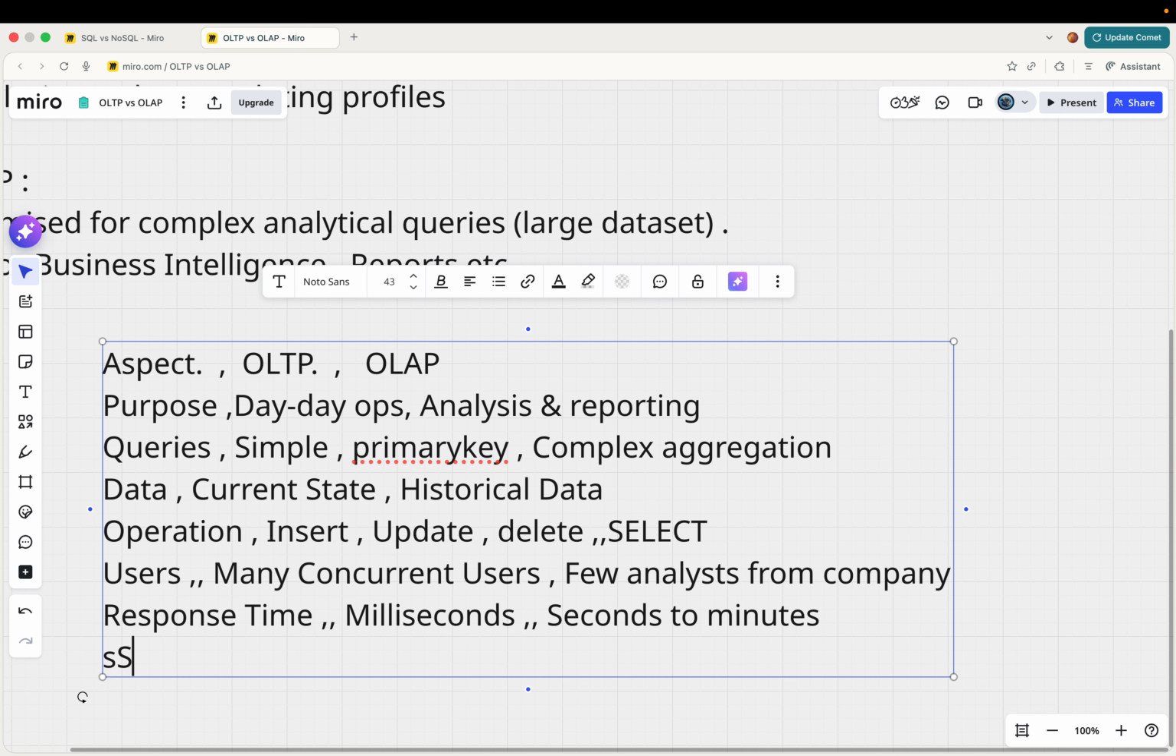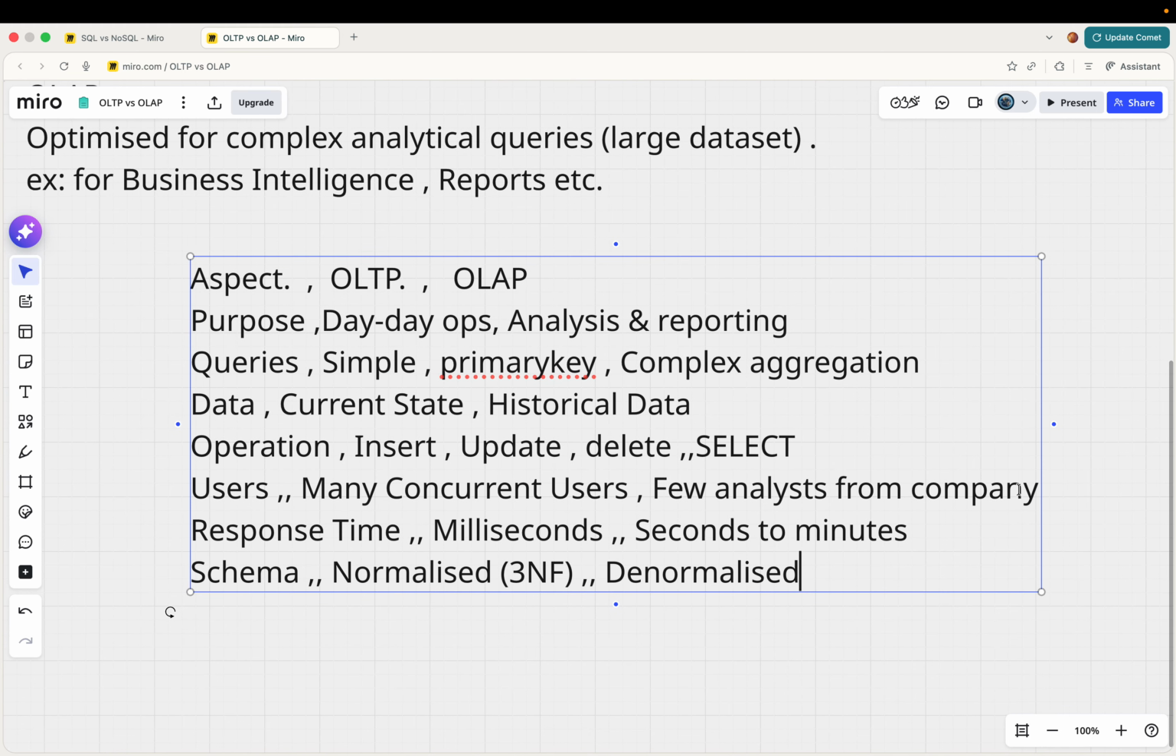And the schema, if we see, in OLTP it will generally be normalized, more specifically third normal form. We shall learn about normal forms later. And it will be denormalized in OLAP for faster aggregations. Instead of doing multiple joins and referring to multiple tables, we generally try to reduce it to a single table. Now we shall see OLTP characteristics.